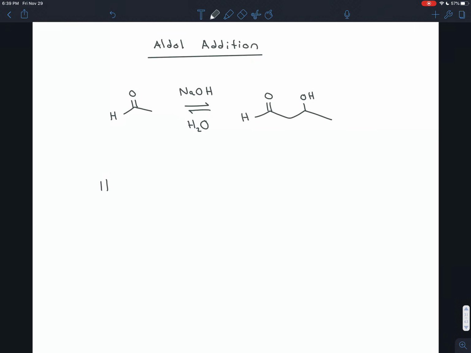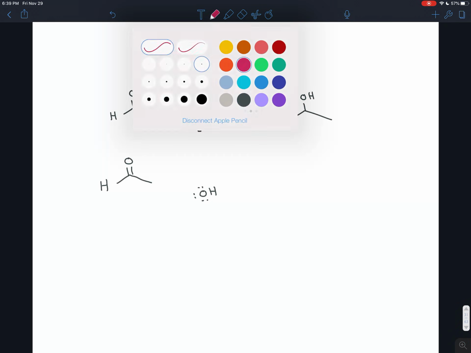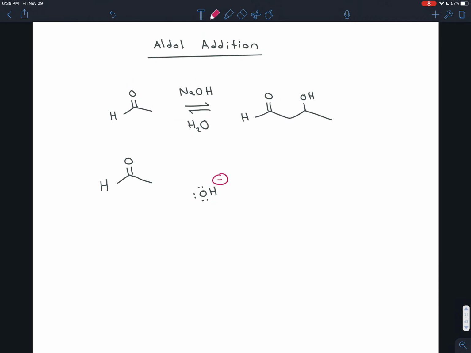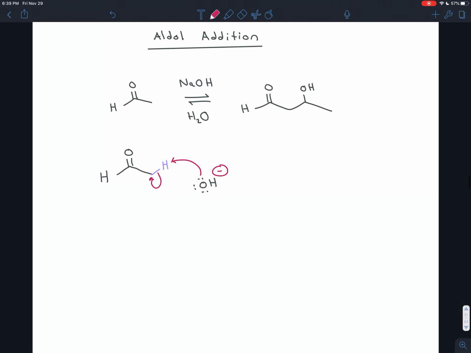Suppose you have an aldehyde in solution. If you treat it with a strong base like sodium hydroxide, the sodium will go its way in solution and the hydroxide will act as a base. That will rip off one of the alpha hydrogens, as we've seen in previous reactions. It'll attack that hydrogen, and the electrons will snap back onto the alpha carbon if you do that proton transfer.